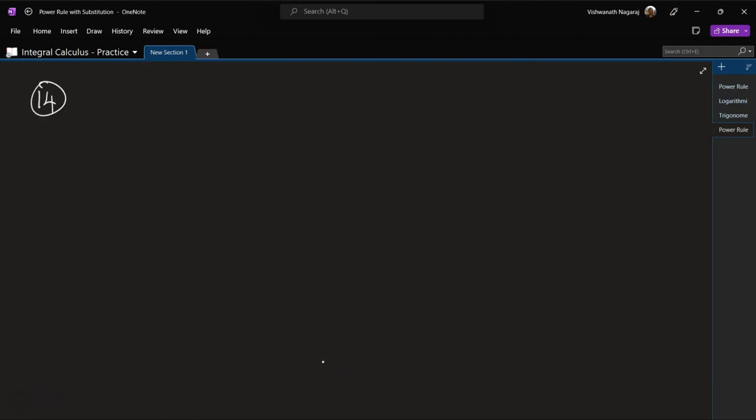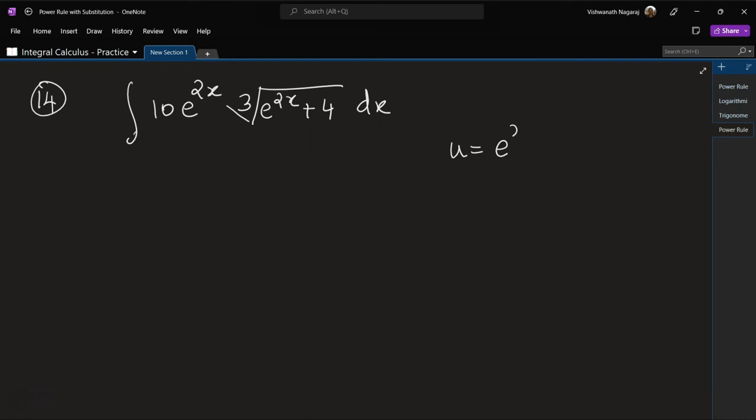14th one, integral of 10 e to the power of 2x times cube root of e to the power of 2x plus 4 dx. Okay, again, let's take u is equal to e to the power of 2x plus 4. du would be e to the power of 2x times 2 dx, which becomes 2 e to the power of 2x dx.